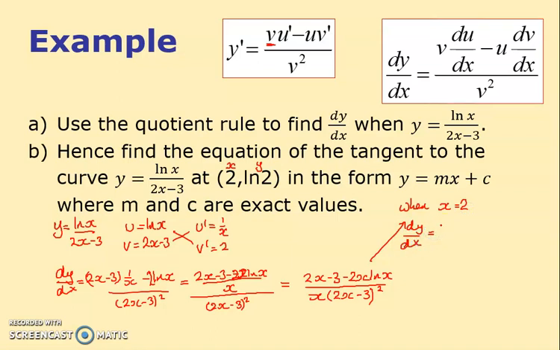And it's 2x, which is 4, minus 3, minus 2x again, which is 4 log 2. Okay? All over x, which is 2. Now 2x is 4, minus 3 is 1, times by 1 squared. 4 minus 3 is 1, minus 4 log 2 over 2. That's as good as anything. So that's effectively my m.